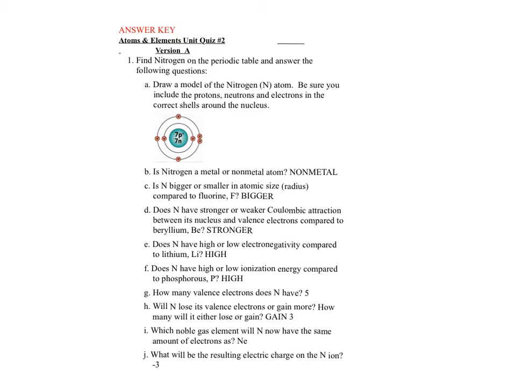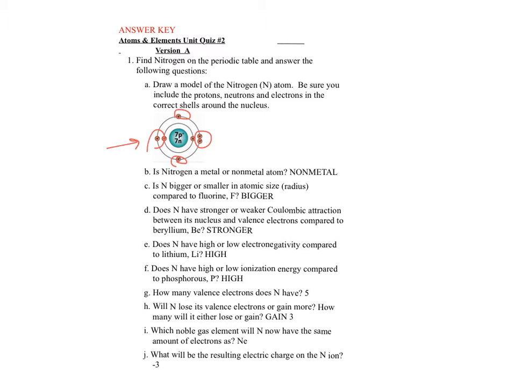All right, first we're going to go over those that had version A of the quiz. In version A, the first question was to draw a picture of a nitrogen atom. If you drew something like this, here on screen, we've got nitrogen in the second row, so he has 2 shells of electrons. He's in column 5A, so that means he's got 5 valence electrons, 5 electrons on that valence shell, that outermost shell there.